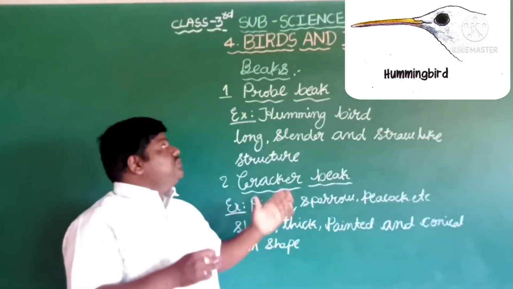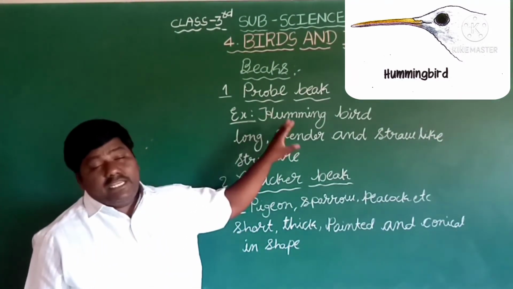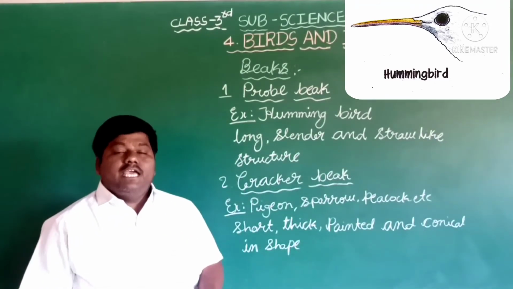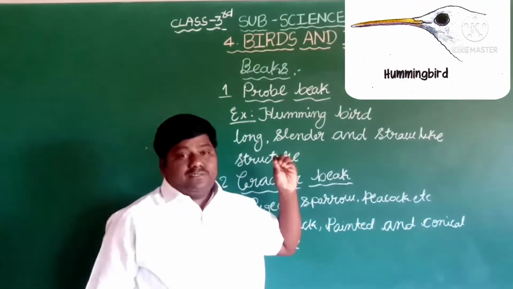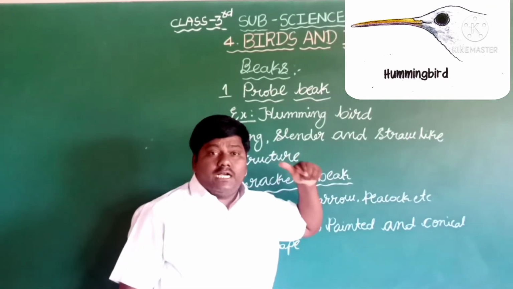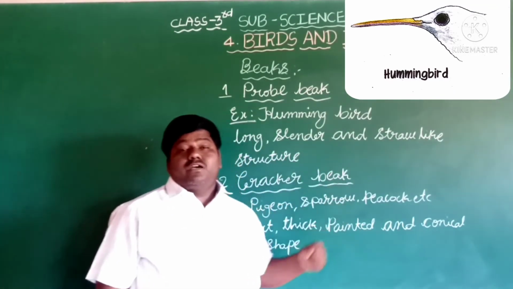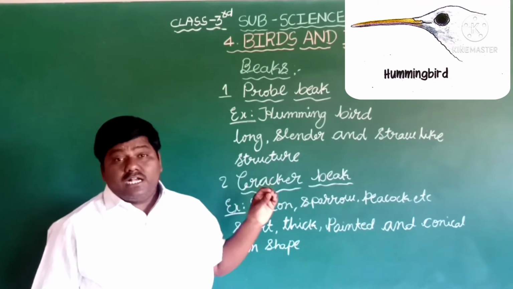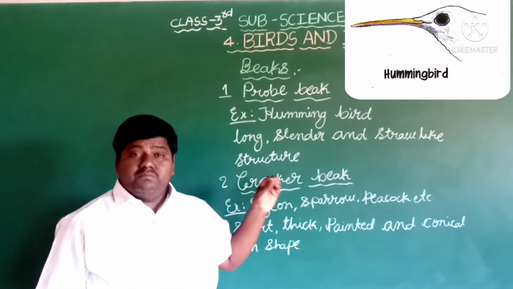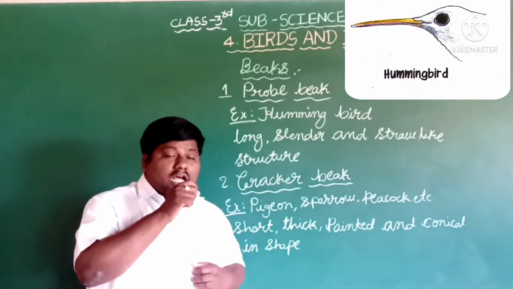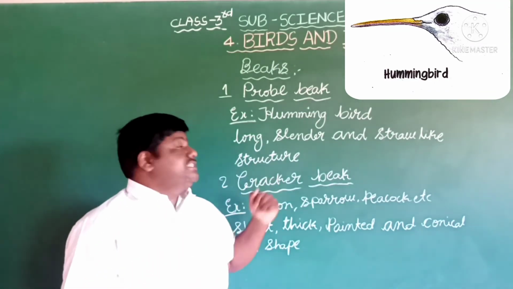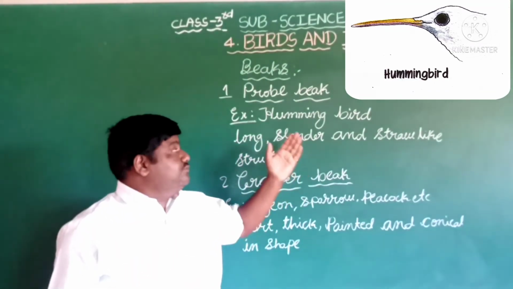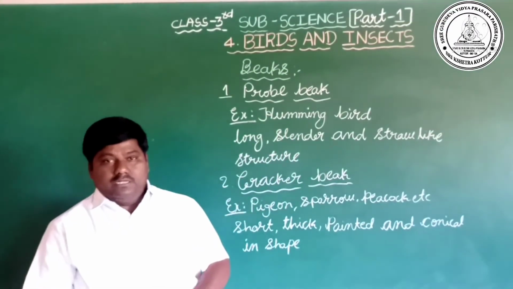Okay, what is the use of this beak to hummingbird? Here, the probe beak helps the hummingbird to suck nectar from the flower. To suck nectar from flower. Like how we suck the juice with a straw, like that. It is very useful to hummingbird.